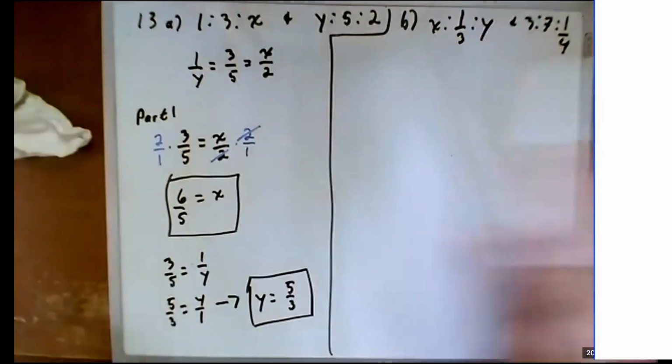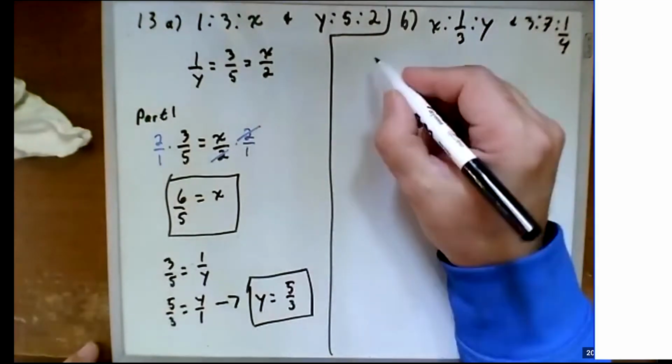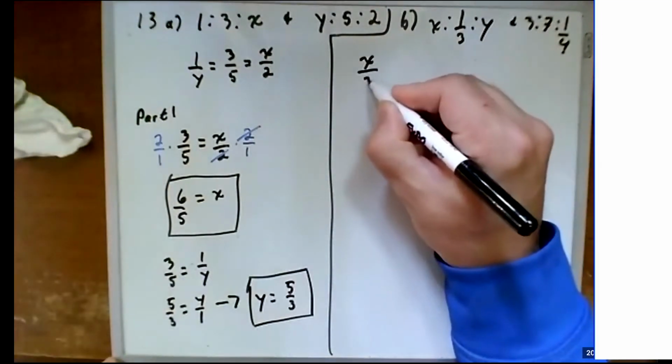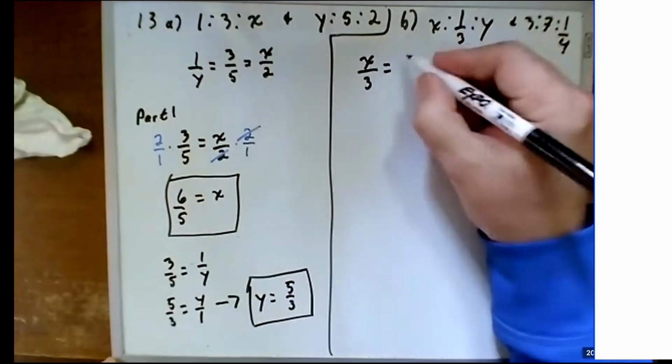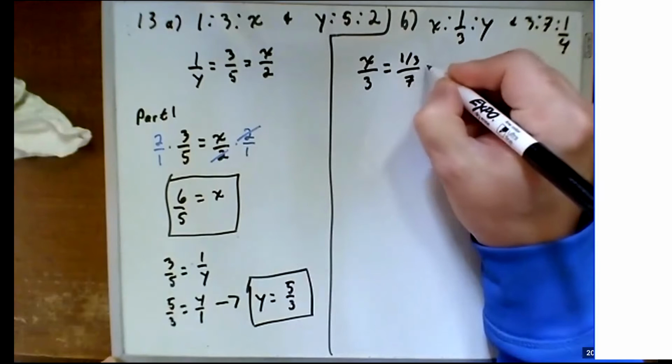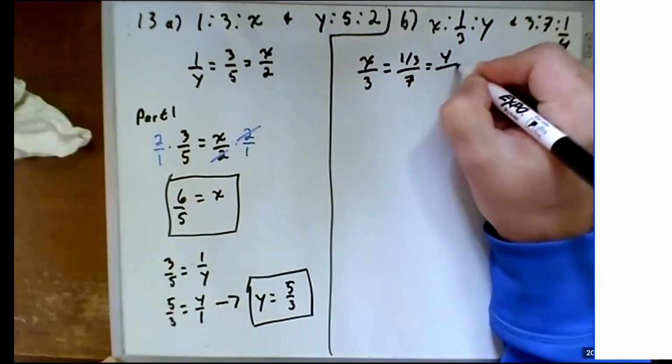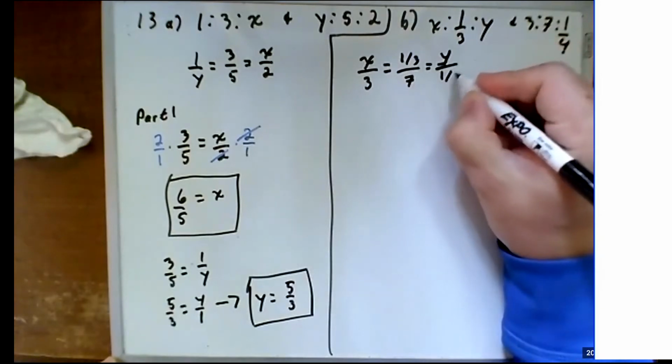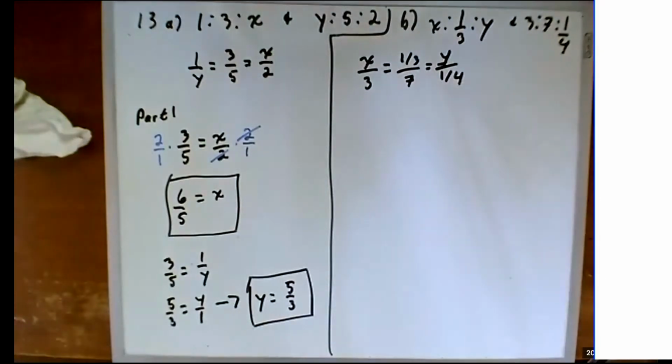As I did in the first case, I'm going to write out all of the equivalent fractions just so that I can see them all laid out. So I'm going to get x over 3 equal to 1/3 over 7, which is equal to y over 1/4. The fraction in the middle is once again my complete fraction, so that's what I'm going to use, and I will solve for x first.